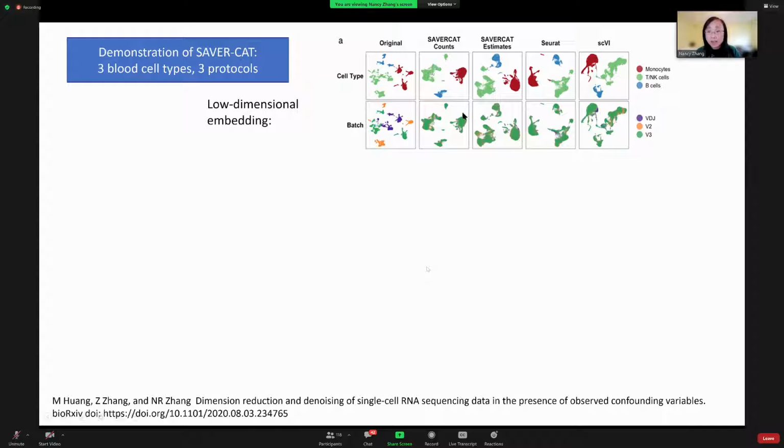If you apply this method that I showed you before, which we call SaberCat, it actually merges the clusters together very well. Okay, so we tried both the counts and the estimates. Estimates are the X hats.